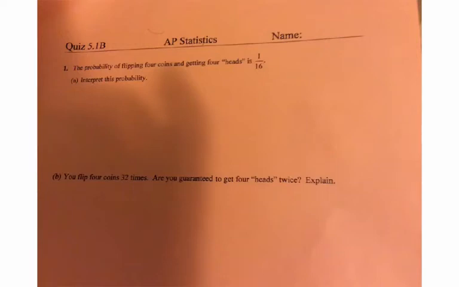Alright, so here's going to be sort of our review of 5-1, and then after that you can do the other parts or any of your homework. So in example number 1, it says the probability of flipping 4 coins and getting 4 heads is 1 out of 16. Interpret this probability.